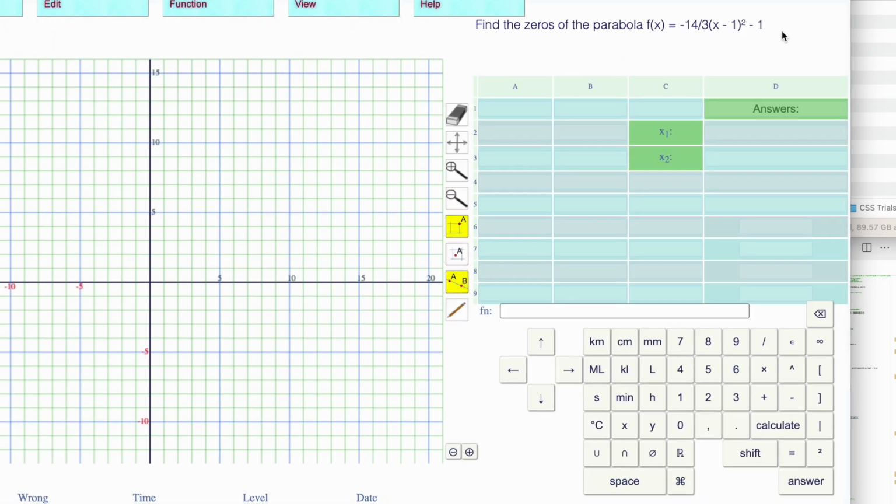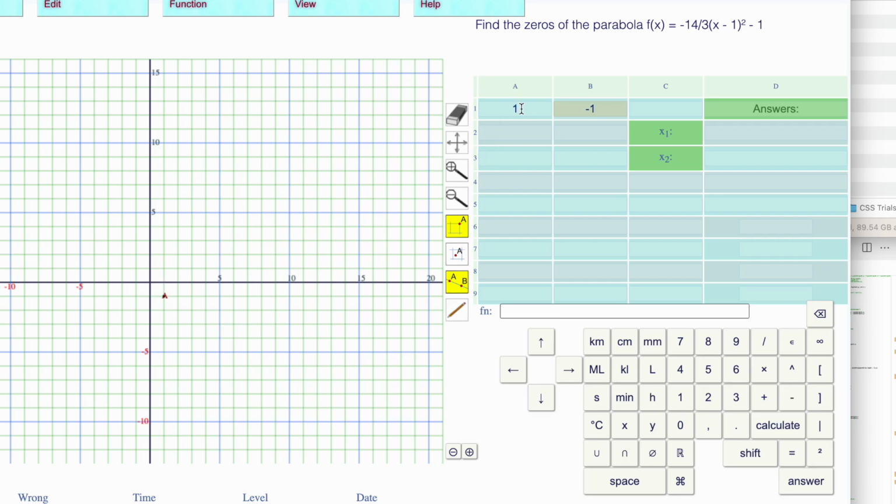Let's do another one. The vertex is at 1, -1. 1, -1 right there. Let's figure out some other points. Put in my x is 1, and then put in this equation to make sure we get -1 out, is equal to -14 times (x minus 1) squared minus 1. I put x instead of 1. We get -1. 1, -1.